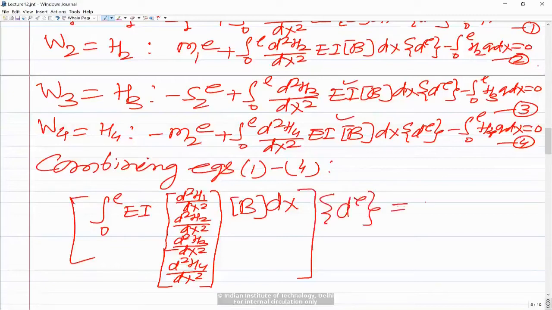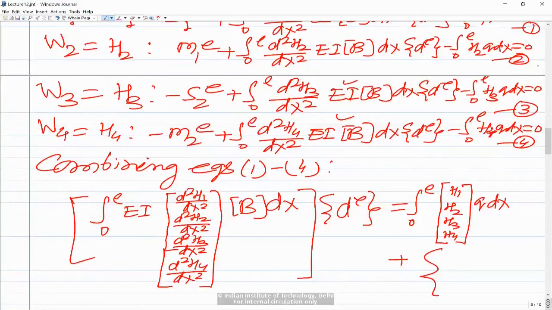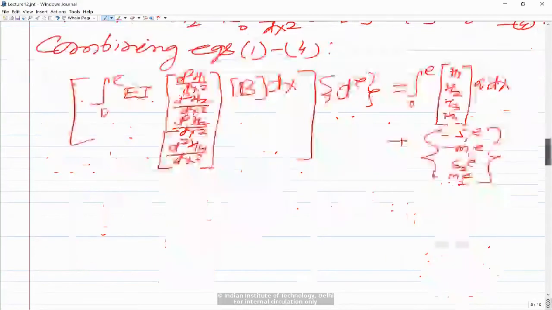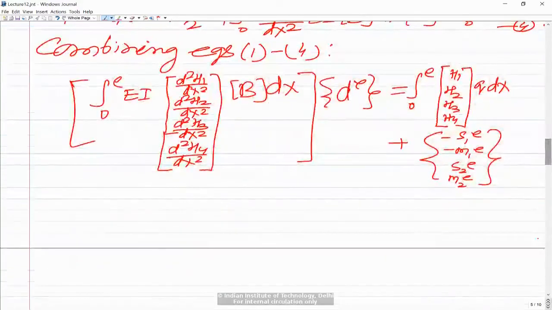The other terms I am taking to the right hand side. So we have integral 0 to L, and in the first row we have h1, second row h2, third row h3, fourth row h4. We can put all of them together, h1, h2, h3 and h4, into q dx. And plus the other forces we have are minus s1e, minus m1e, s2e and m2e. So you can write these equations in this manner. Now in this, if you look, this term is nothing but B transpose.